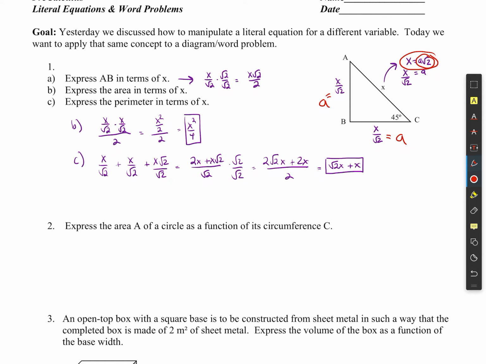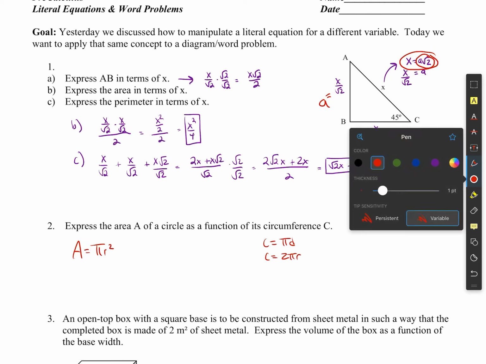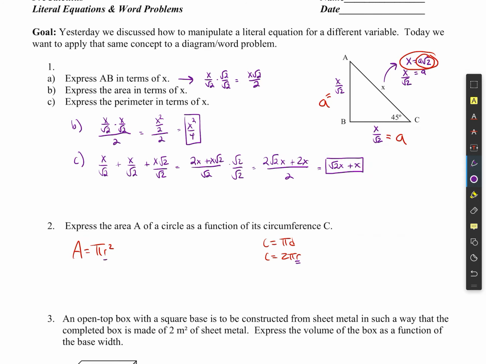Express the area of a circle as a function of its circumference. Well, area equals pi r squared. So the question is circumference. Circumference equals pi diameter, so circumference equals 2 pi r. Now the only thing I can plug into here is r. So I have to set this up as an r equals, so I can plug this in over there.